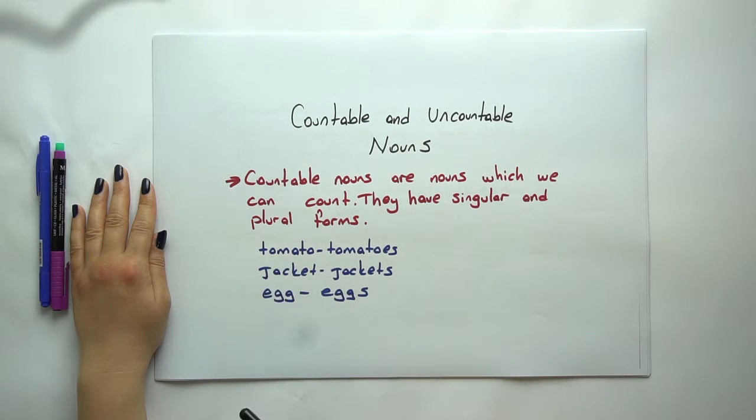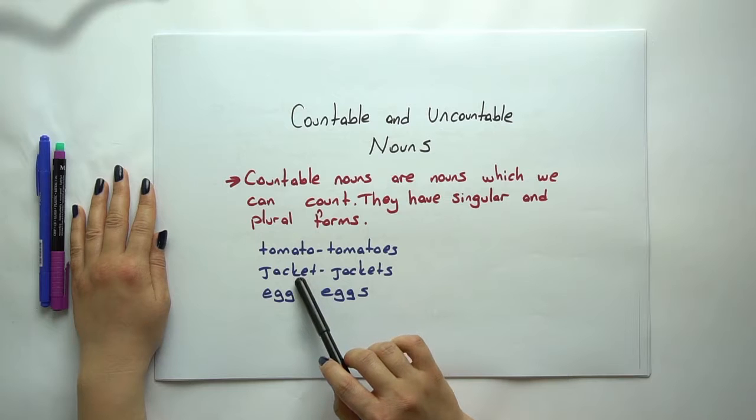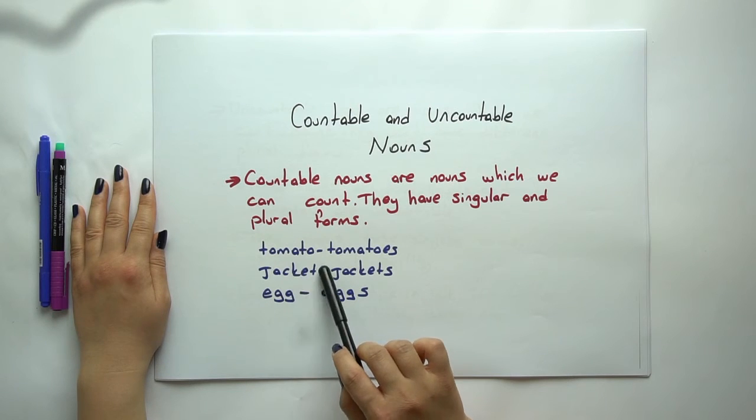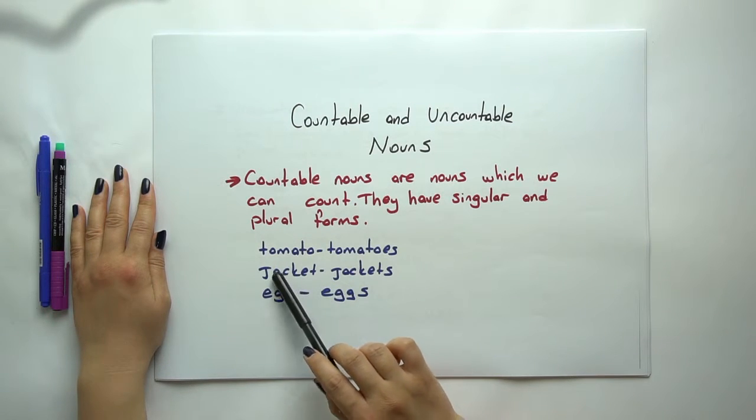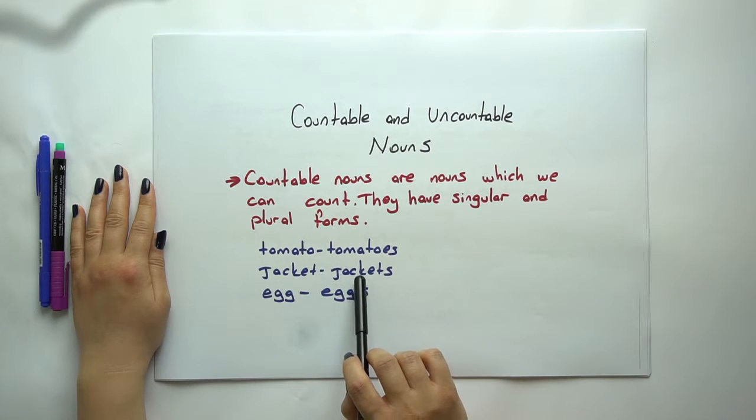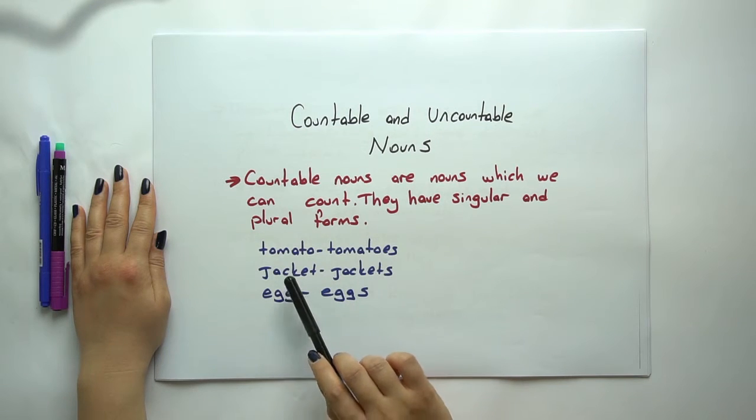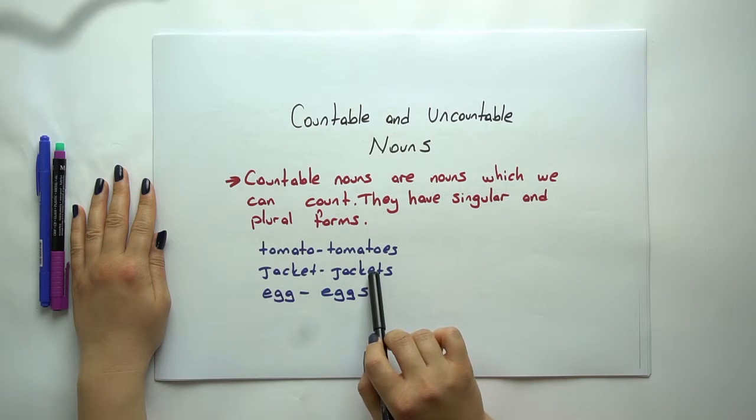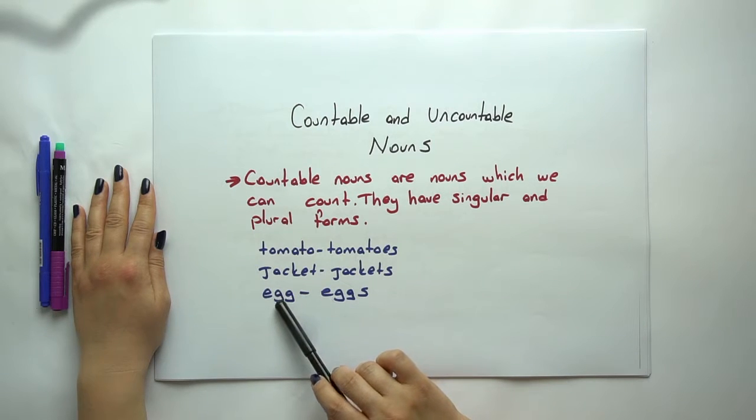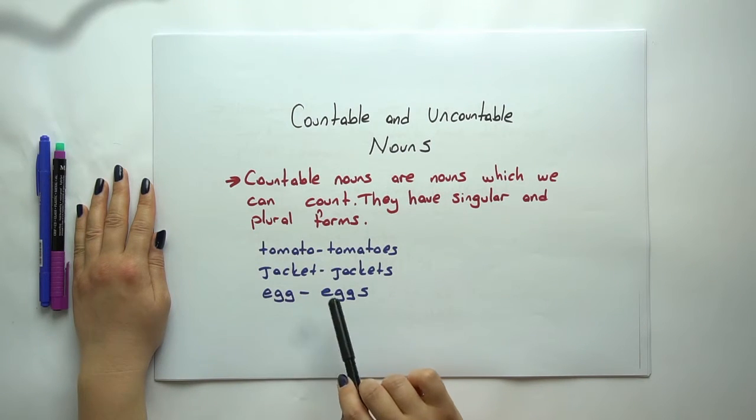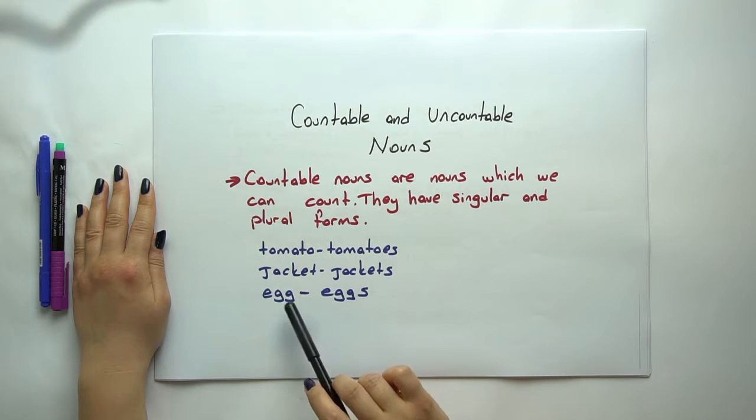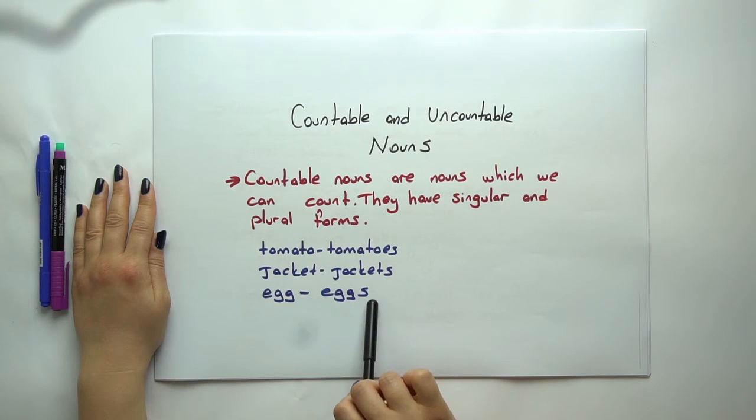Next one, jacket. Jacket is a countable noun, and as you can see, we can make this noun a plural. Look, jacket, jackets. Next one, we have egg, and plural form of egg is eggs.